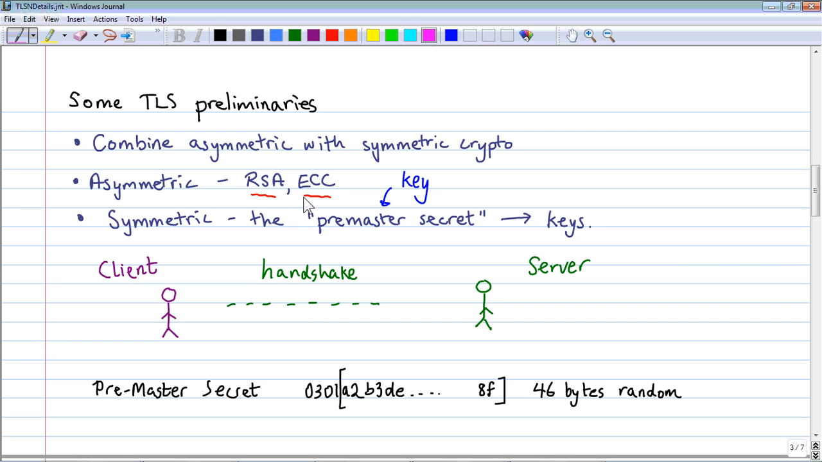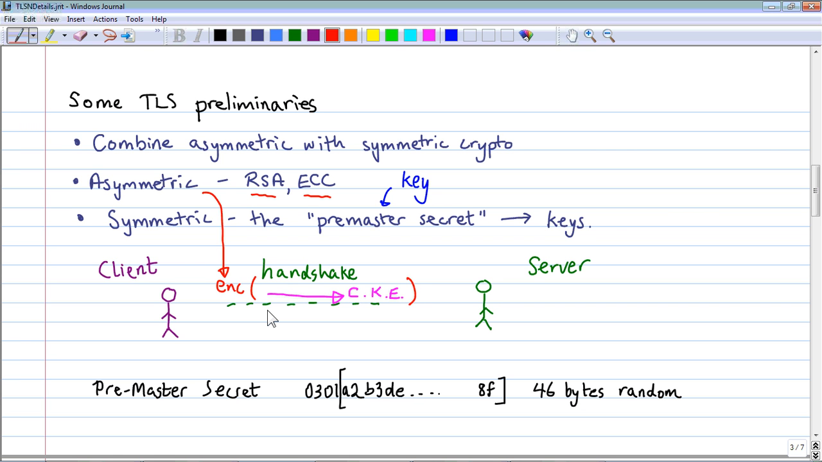I'll give a different color, a very important message called the client key exchange message. The client key exchange message is sent from the client to the server, and this message is encrypted with the asymmetric, well, not the whole message, but specifically the pre-master secret is inside this message, and it itself is encrypted with the asymmetric public-private key pair which the server has.